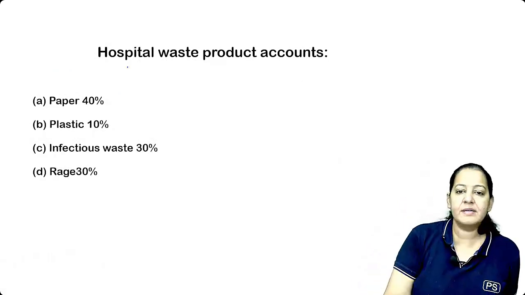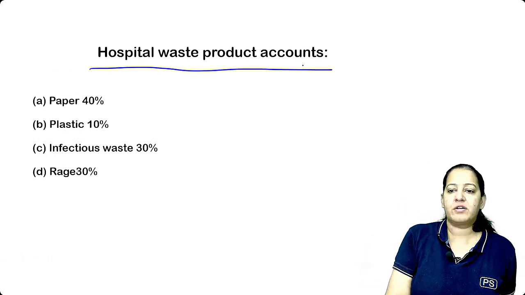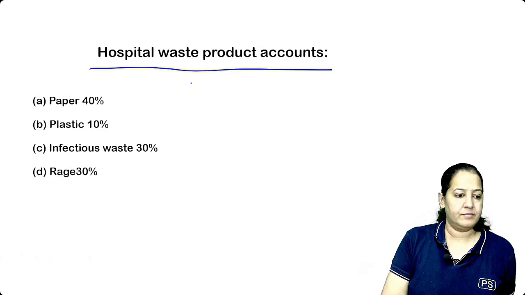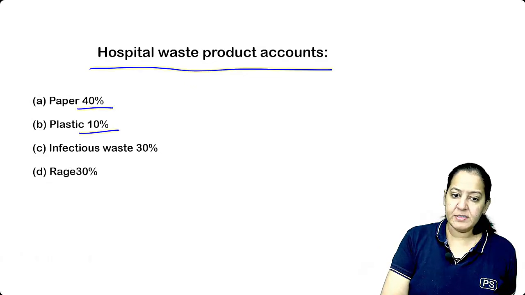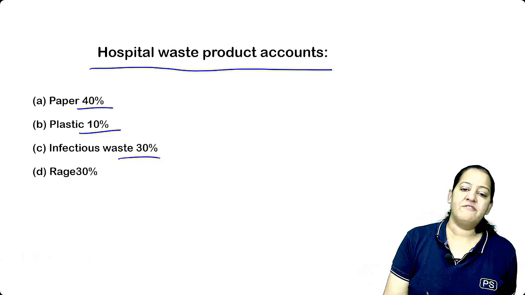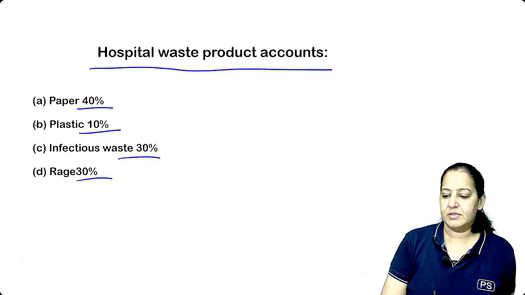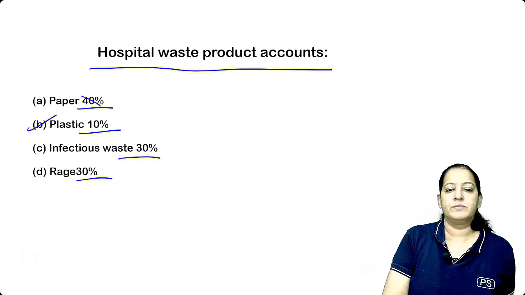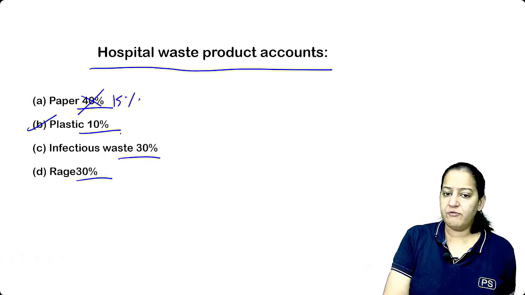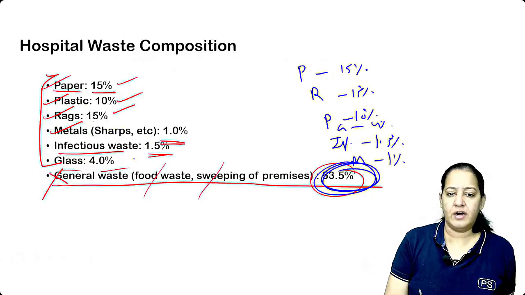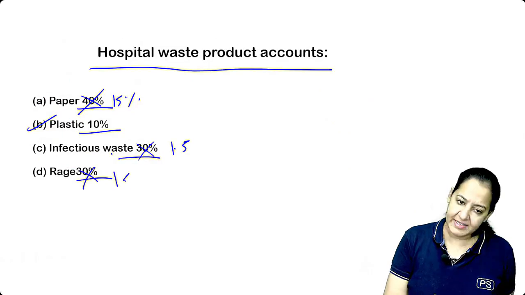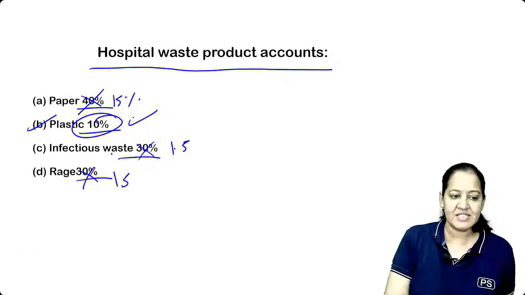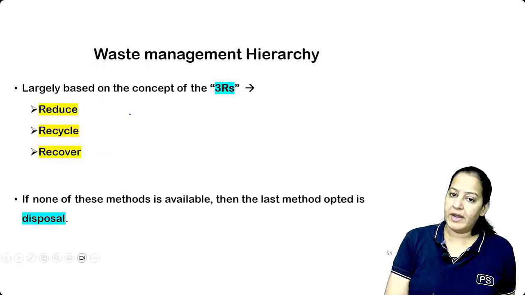What is the correct answer? Hospital waste product accounts for: paper 40%, plastic 10%, infectious waste 30%, rags 30%. Yes, so plastic 10% is true. Paper is not 40, it's 15. Infectious waste is not 30, it's 1.5. Rags are not 30, it's 15. But yes, plastic is 10%, it's correct. So the correct answer is B. You get questions on that.